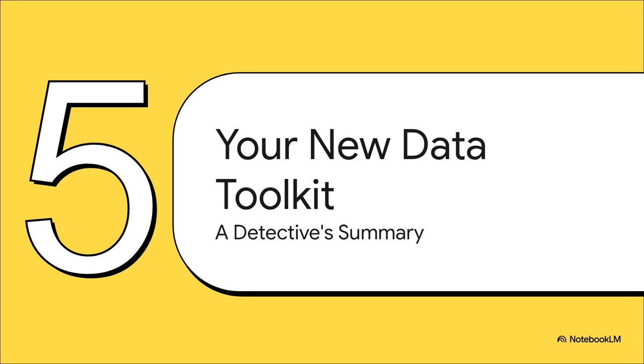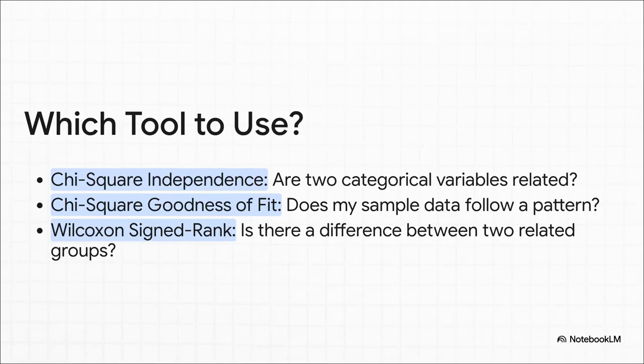All right, let's take a quick step back and just look at what we've accomplished. We've just added a whole new set of seriously powerful gadgets to our Data Detective Toolkit. These are the tools that let you dive into that messy, real-world data and actually find the hidden truth. So really, it all just boils down to knowing which tool to grab for which job, right? If your question is, are these two things related, like our airline tickets, you grab the chi-square independence test. If your question is, does my data match this specific pattern, well, that's the chi-square goodness of fit test. And for any of those classic before and after questions, the Wilcoxon test is going to be your best friend.